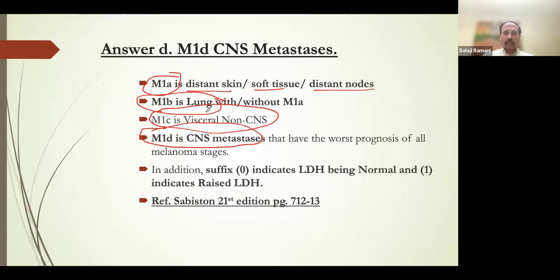Lung is M1B. And then the least important are the other cutaneous skin and your distant nodes and all that. So that is how your M stage classification works. And in this, you will add on LDH being high or normal. If the LDH is high, then it is put as 1. So you will put it as M1A1. If you put it as 1, then you mean that the LDH is elevated also.